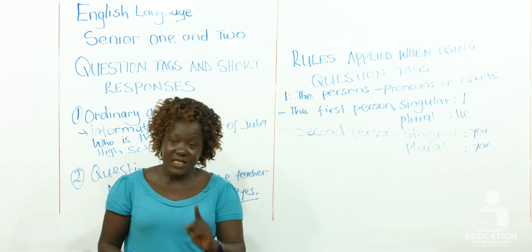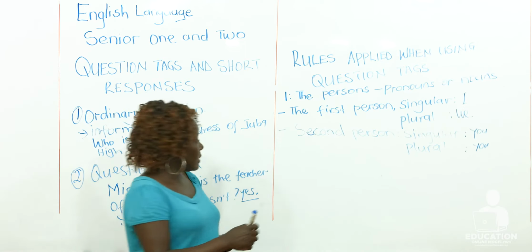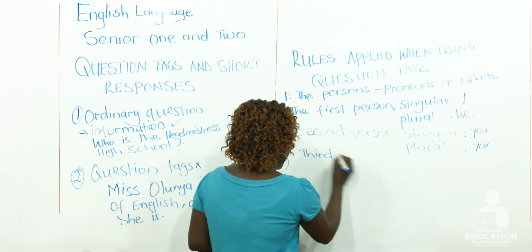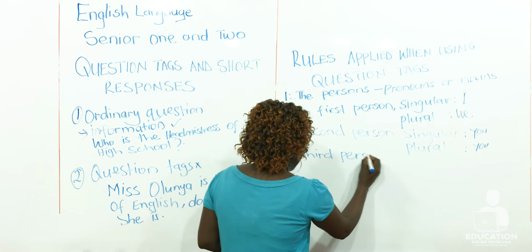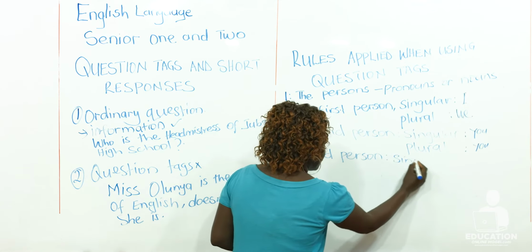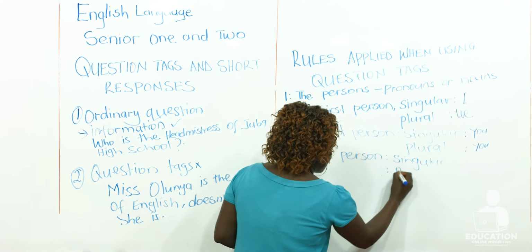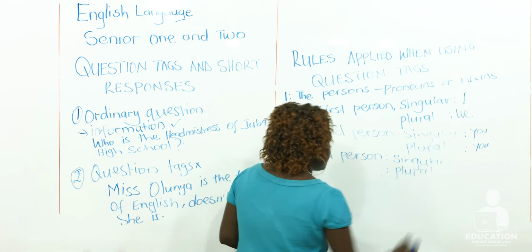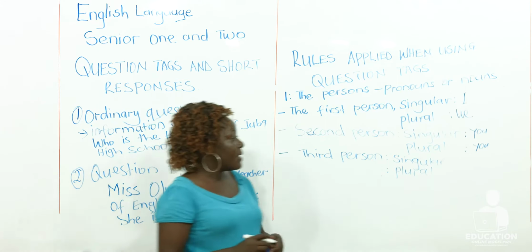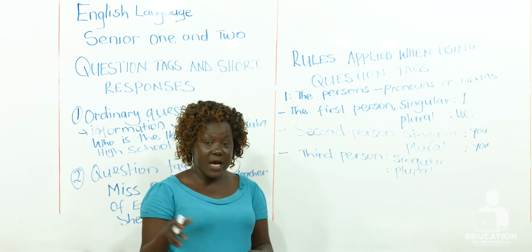Then we have the last person in English language. It's called the third person. The third person can still be singular or plural in nature. Now, when the third person is singular, we talk of two sexes, the males and the females.